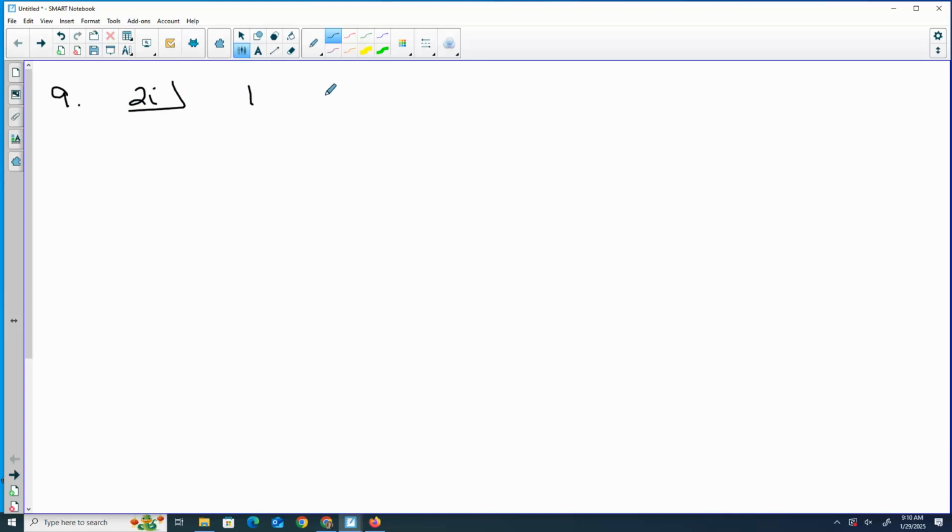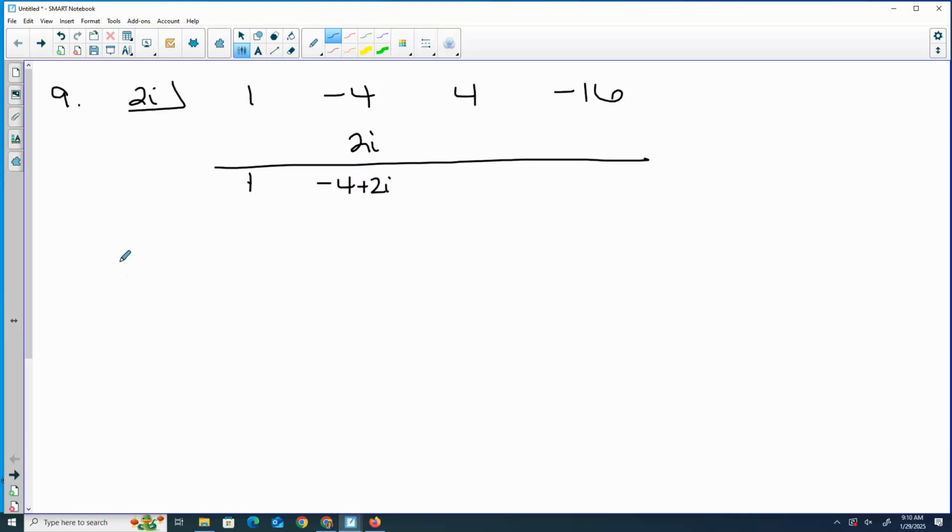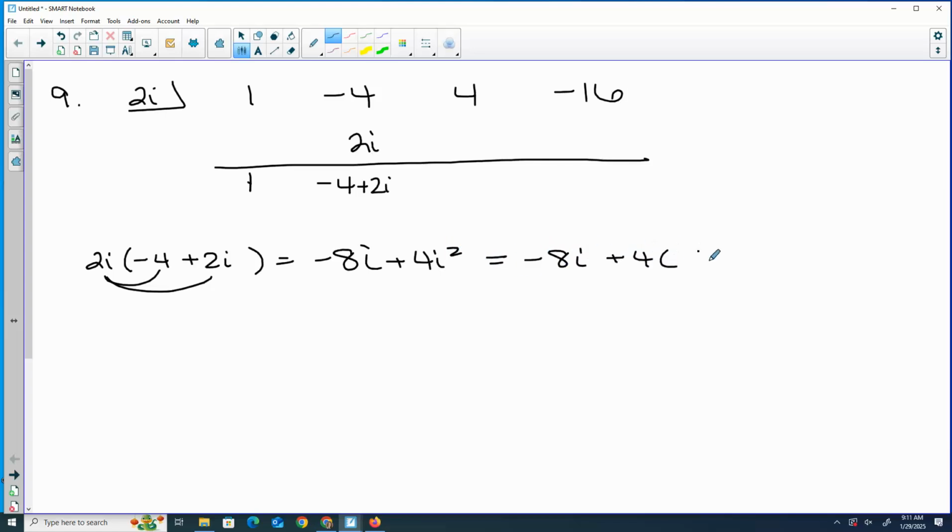Our coefficients are 1, -4, 4, and -16. So 1 comes down. Multiply, then add. So 1 times 2i is 2i. When I add, this is just -4 plus 2i because they are not like terms. Multiply. So I'm taking 2i times my -4 plus 2i. If we distribute, that's -8i plus 4i squared. But what is i squared equal to? -1. So this is just -8i minus 4.